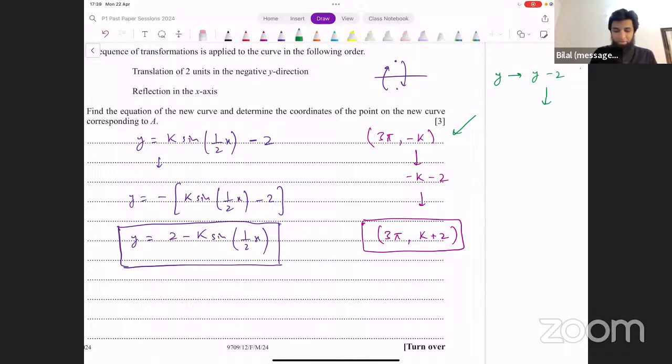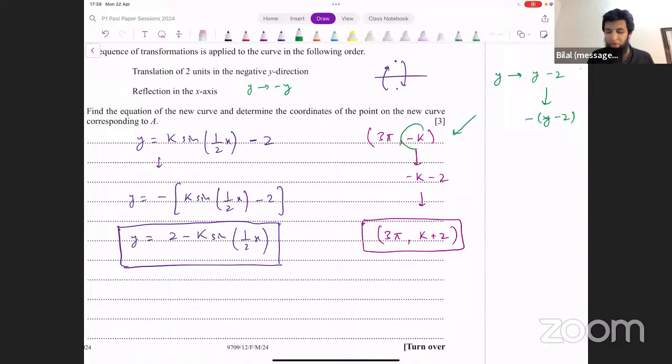And then in the next step, it's a reflection in the x-axis. That's a vertical reflection. So if it was y earlier, it would become minus y. In this case, it's y minus 2. You get minus into y minus 2. These are exactly the two steps that we're applying here.